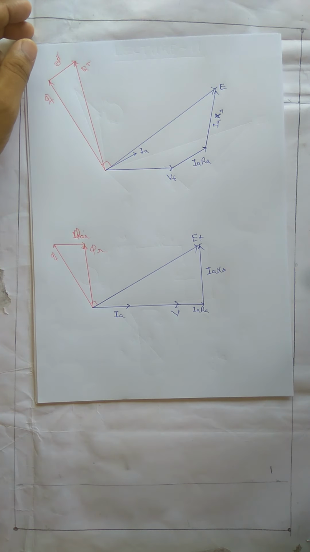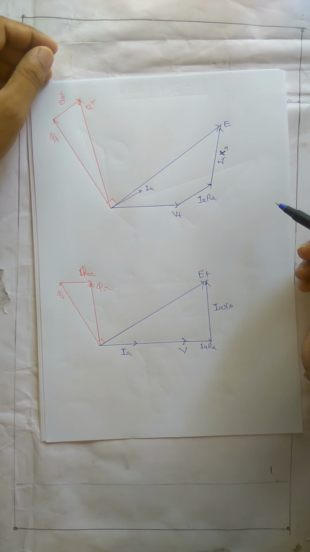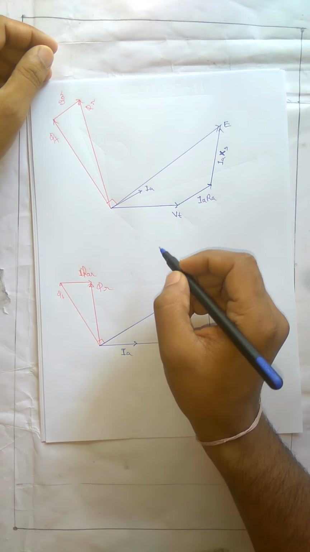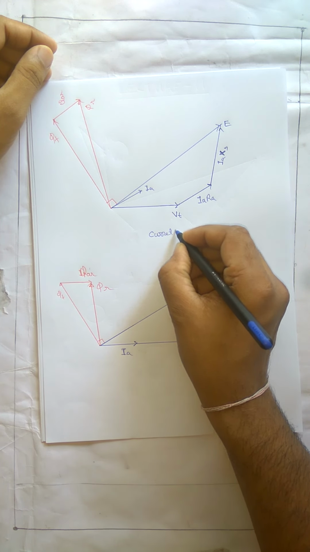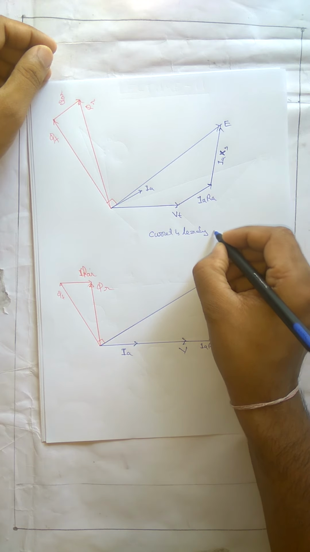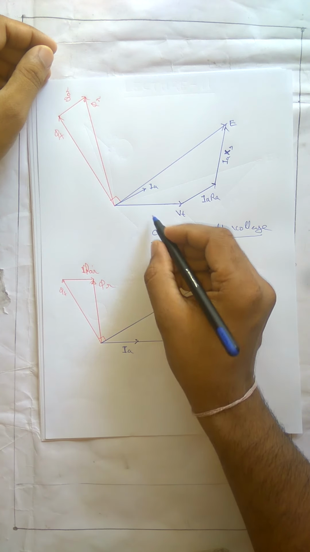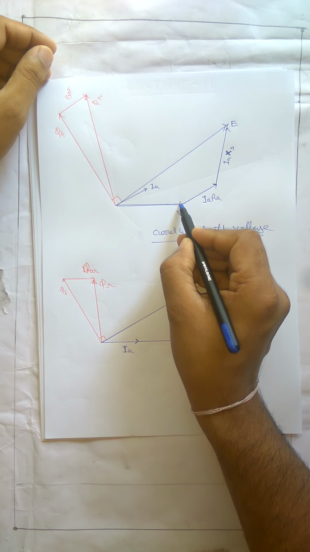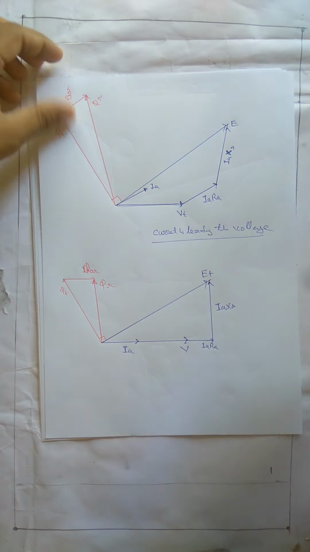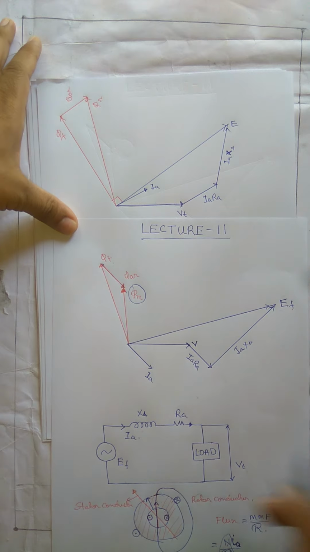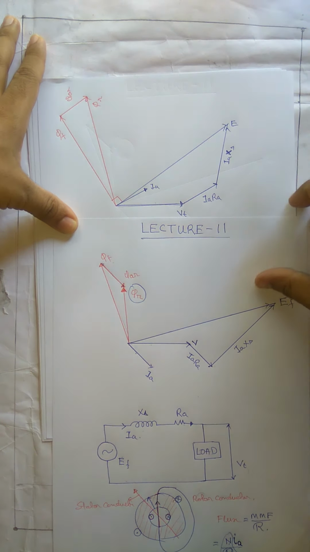Let's look at this diagram. Here we have drawn the phasor diagram of synchronous generator once again. This is under the assumption that the current is leading the voltage. That is I, this is my V terminal voltage. This is the current that is flowing through the armature. The current is leading the voltage. Here we have drawn that the current is lagging the voltage. Here the current is leading the voltage.